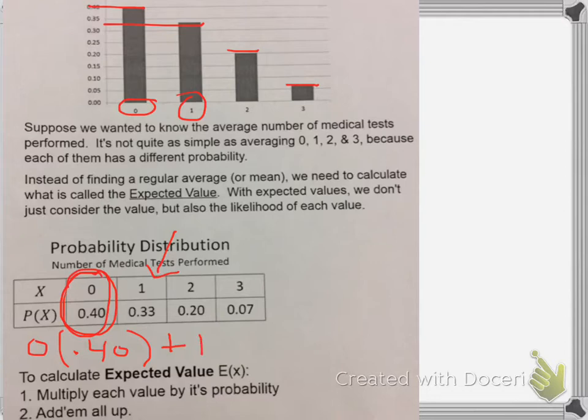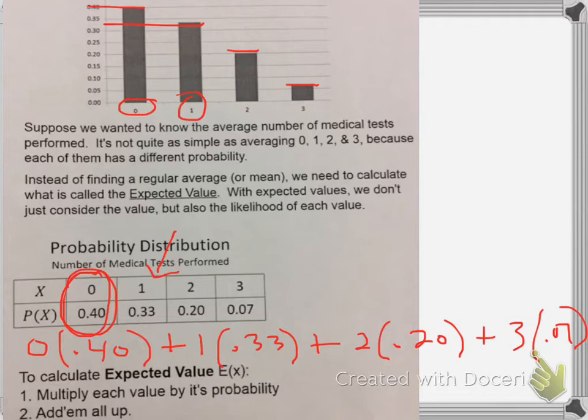So we're going to say 1 test happens 33% of the time. We're going to add that to 2 tests happens 20% of the time. And then 3 tests happen 7% of the time. We're going to do the math here, and we're going to figure out what the actual likelihood is that you would have tests run on you at the doctor's office when you go. What's the expected value of that happening?